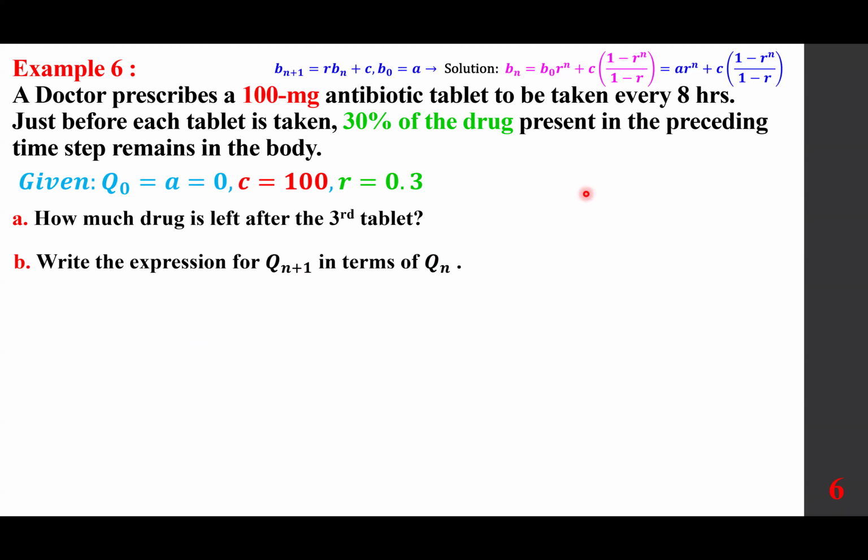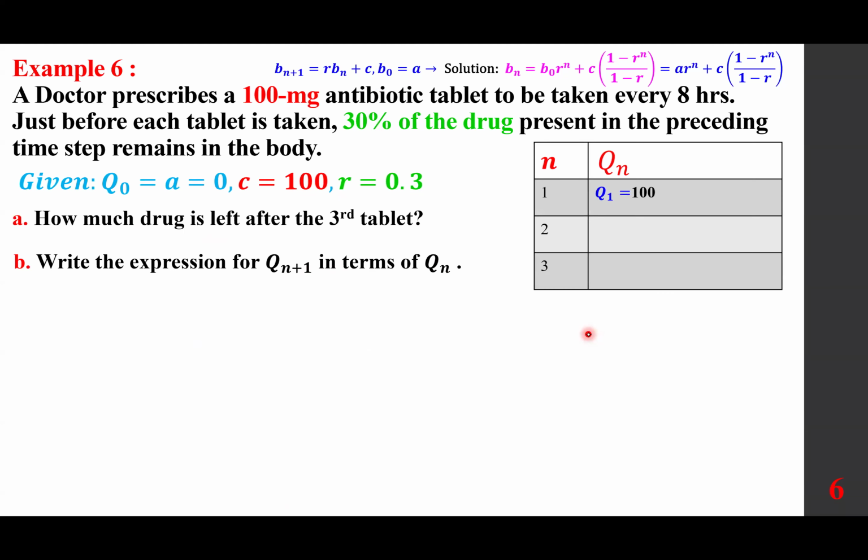How much drug is left after the third tablet? Let's make up a table, and the first one is 100, of course. Q sub 1 is 100. Q sub 2, it's the same 100 because we're adding 100, and then 30% of that is 0.3 times 100 is 30. They add up to 130. Q sub 3, again, 100 is the constant. So 100 plus 0.3 times this number, which is 130, they add up to 139.